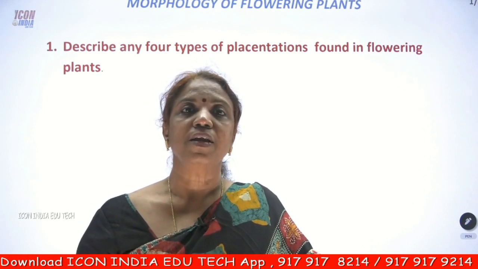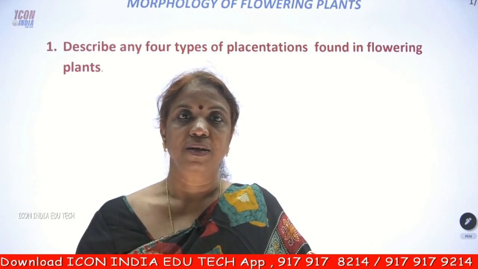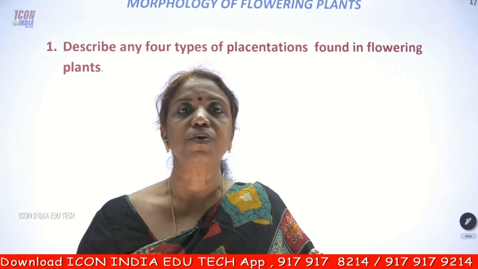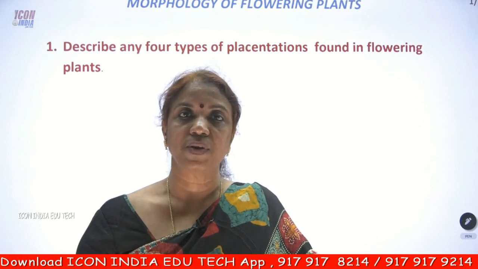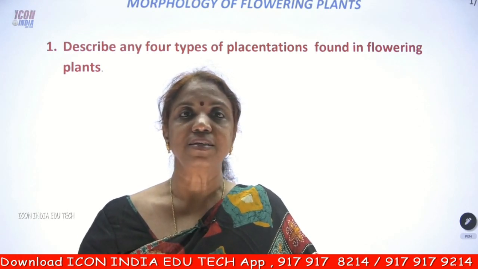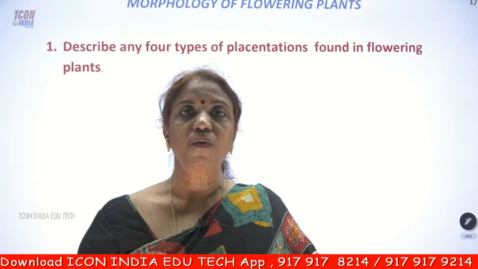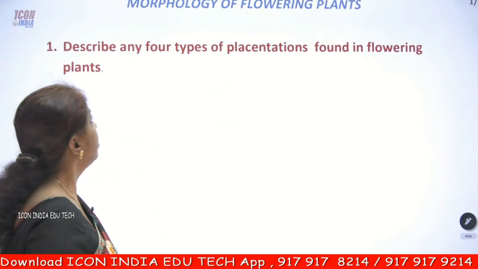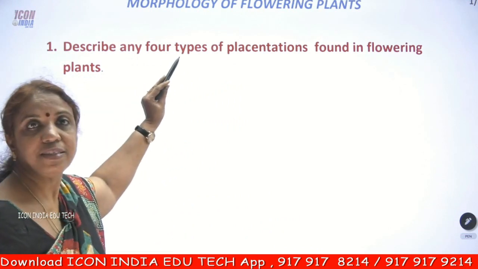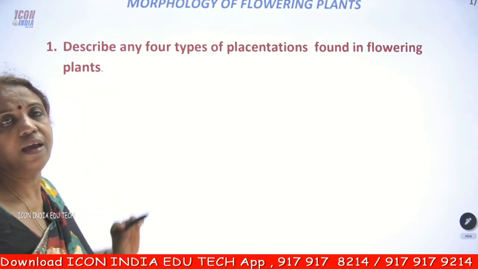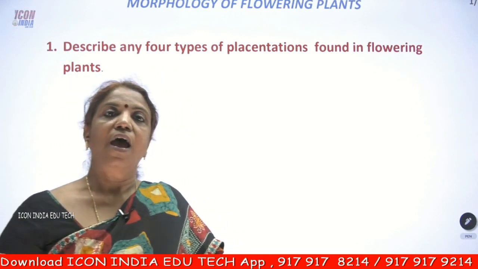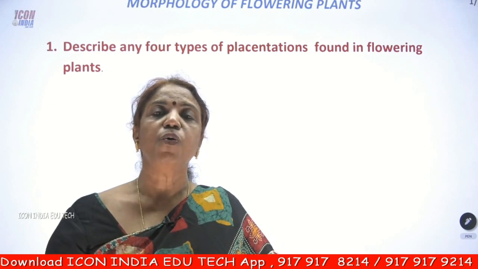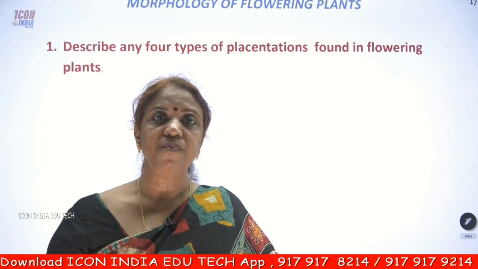The first is morphology of flowering plants. LAQs come from the morphology of flowering plants, and SAQs also come from it. Let us see the questions discussed in this chapter. The first one is: describe any 4 types of placentations found in flowering plants. Actually 6 types of placentations are there, but the choice given is any 4.